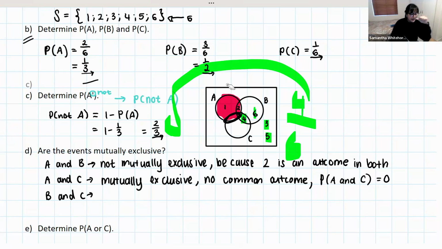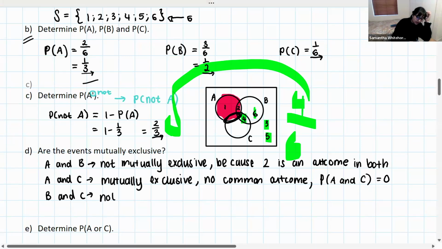Finally, between B and C, are they mutually exclusive? Have a look. See if there's an intersection. Are they mutually exclusive? Good. Again, no, they are not mutually exclusive because they have got 4 in common to both of them.